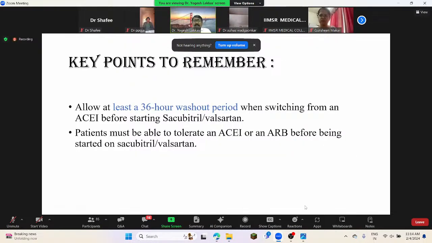Key points to remember when you start this combined therapy, or when you start sacubitril: allow at least 36 hours of washout when you are switching from ACE inhibitors. The patient must be able to tolerate ACE inhibitors or ARBs. There should be no hypersensitivity reaction previously, which you have to take into consideration.